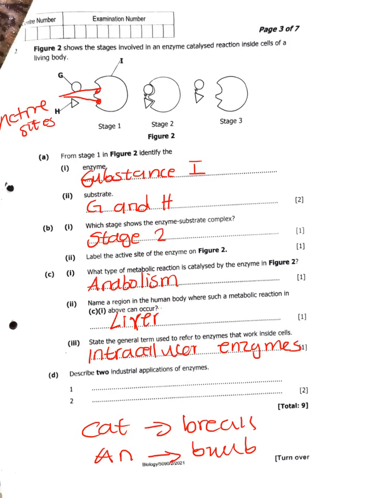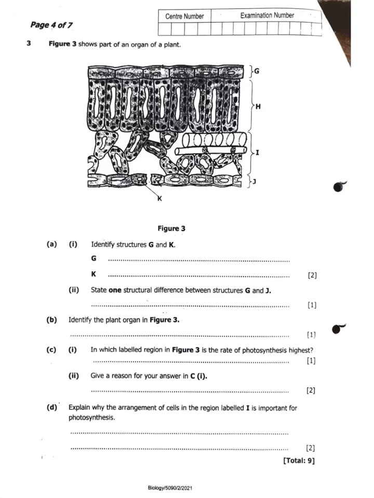Now let's look at question D. Describe two industrial applications of enzymes. So here we are looking at what are the uses of enzymes in industry. So number 1, enzymes can be used for brewing, like making alcohol. Also for making soaps, like for saponification. Then also for baking, enzymes can be used during baking. So now let's move on to question 3.